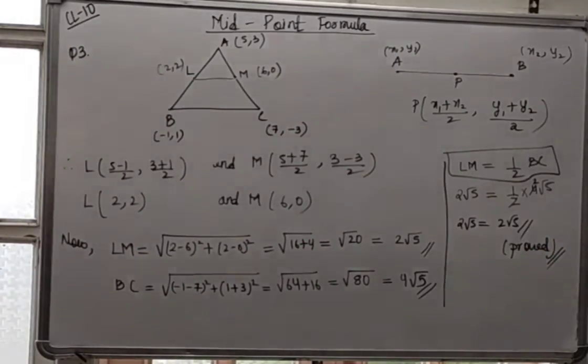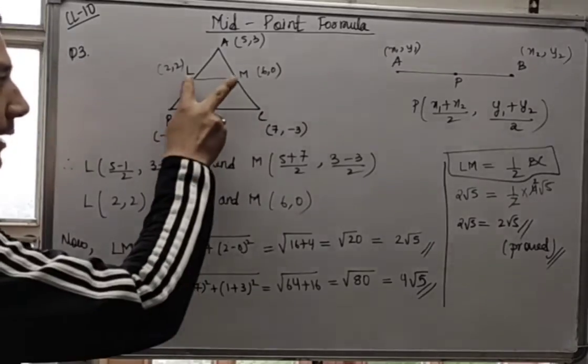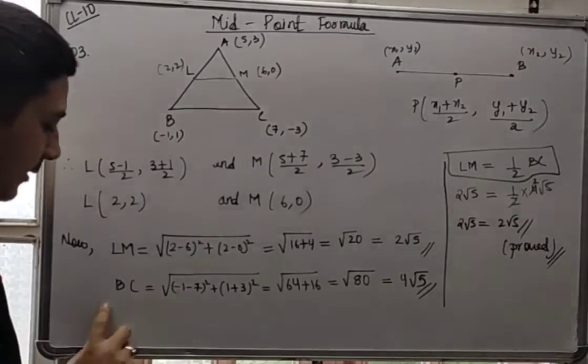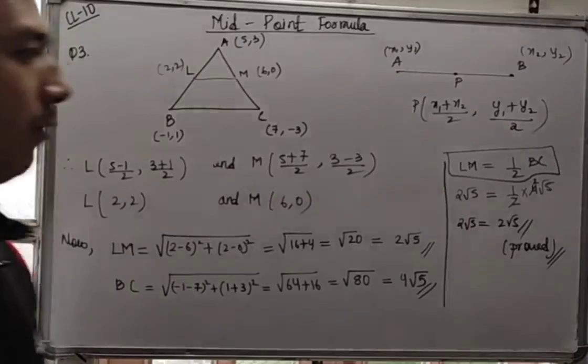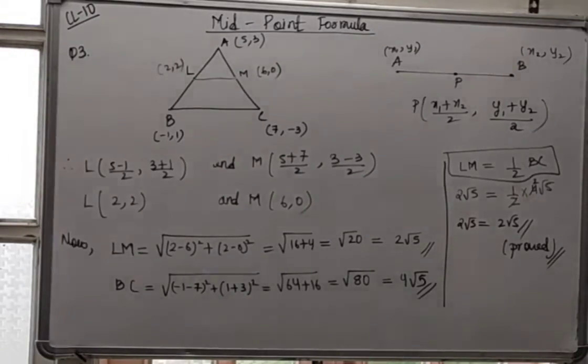Okay, so what we're doing out here, we're using the midpoint formula. After that, the moment I get midpoints, I'll find LM by distance formula, BC by distance formula, and then we are checking whether LHS is equal to RHS or not. If you are clear with this, boys, please pause the video and note it down.